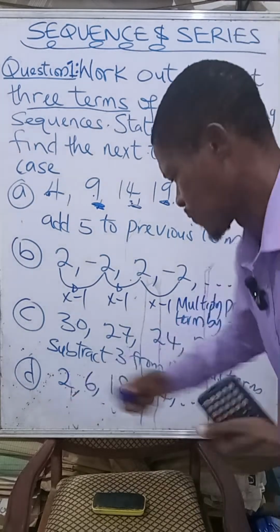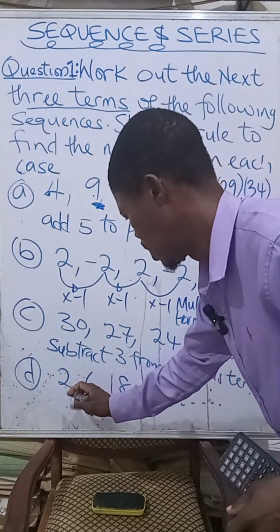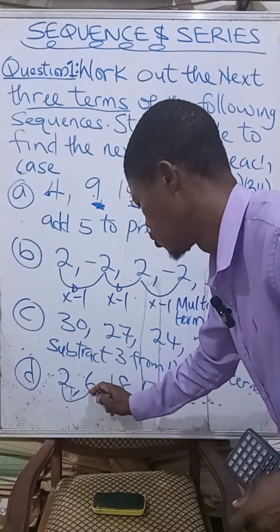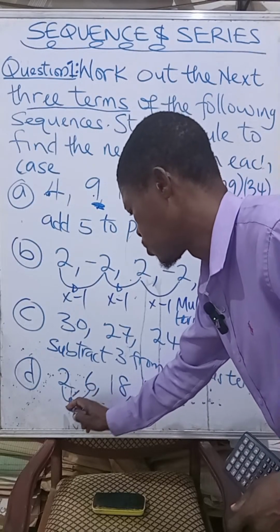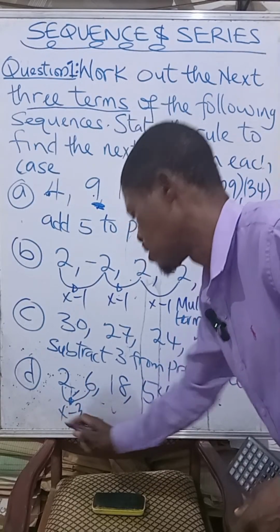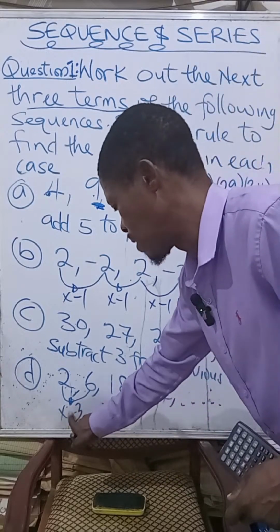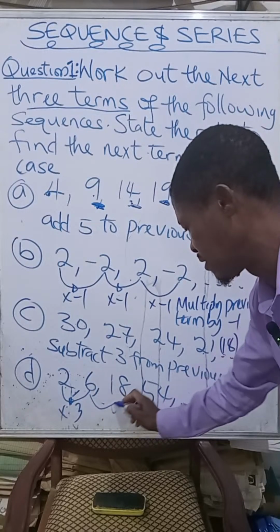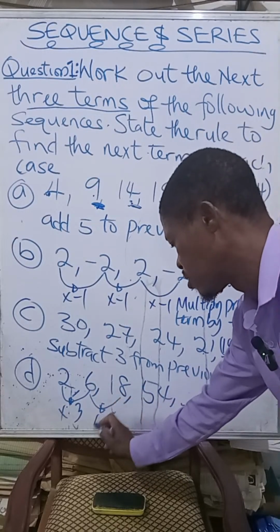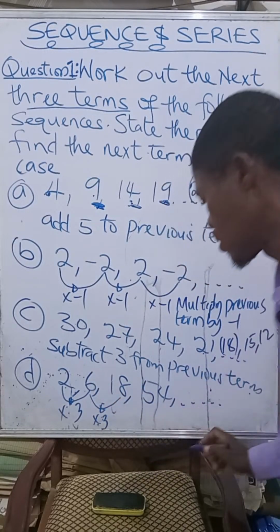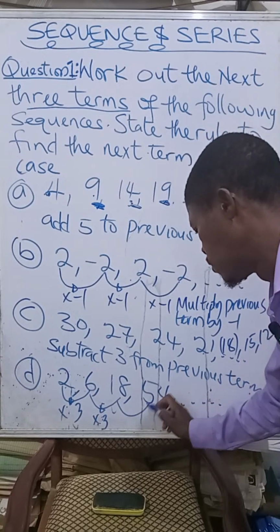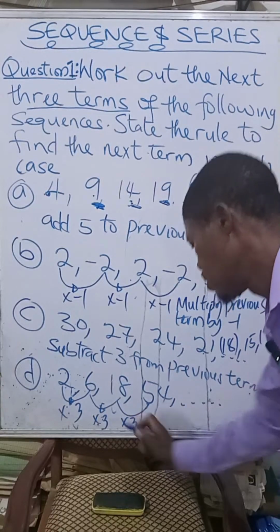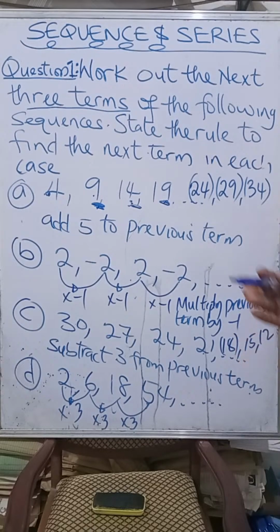You can see how 2 turned to 6. That's what? Times 3. And those patterns must be constant. 6 also turning to 18, that's also times 3. 18 to 54, that's times 3. So that is the pattern.